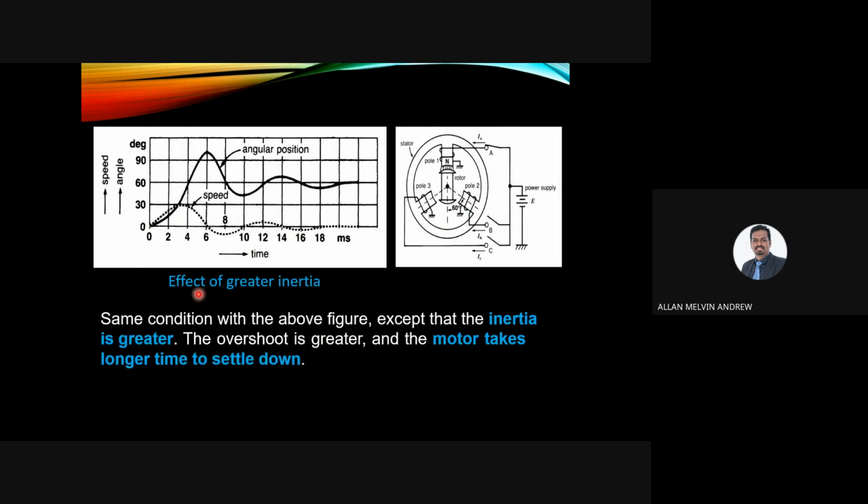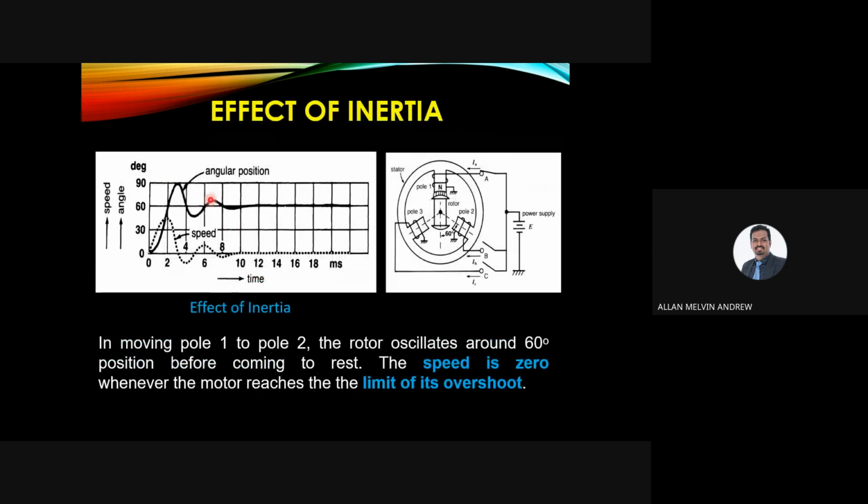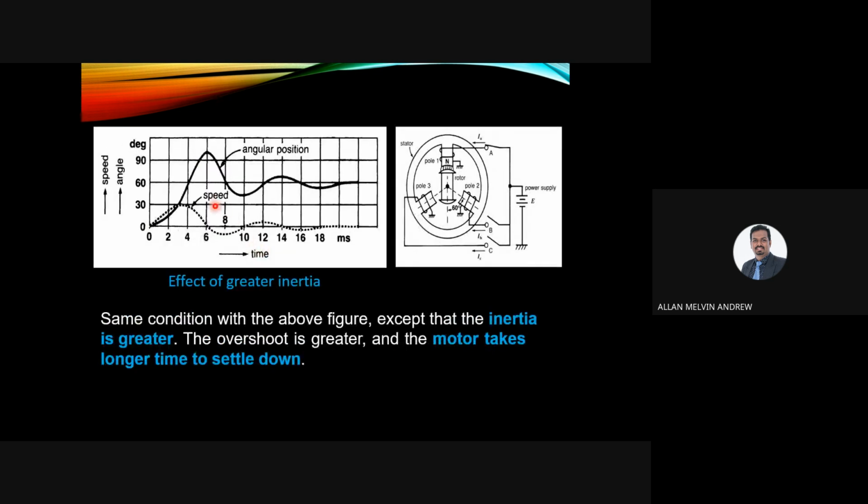There can be a case where the effect of greater inertia, meaning the inertia is even bigger. Okay, so same condition with the above figure, except that the inertia is greater now. So we can see, after 60, it moves above 90. So earlier it was 90. Now it is even moving more than 90, because it is experiencing a greater inertia. So the overshoot is greater.